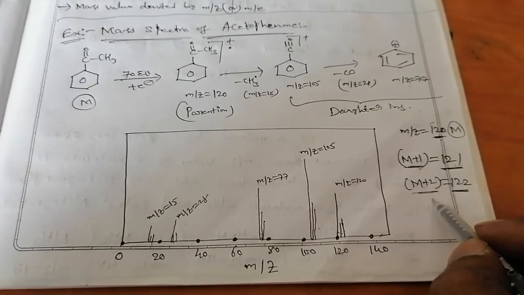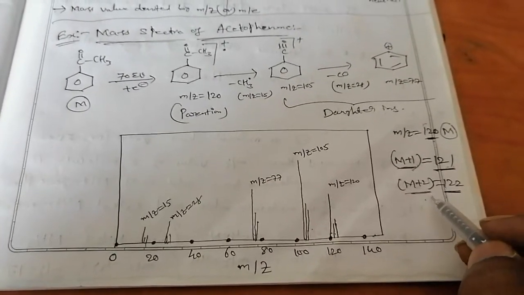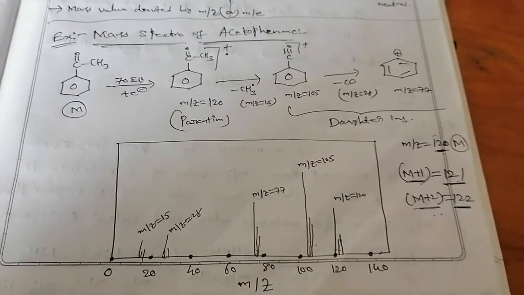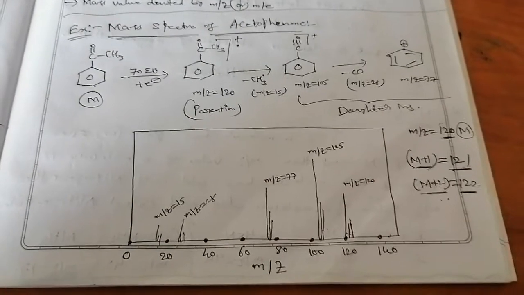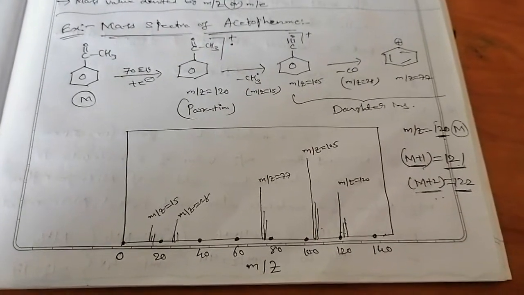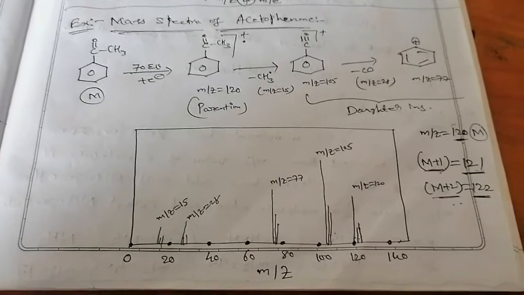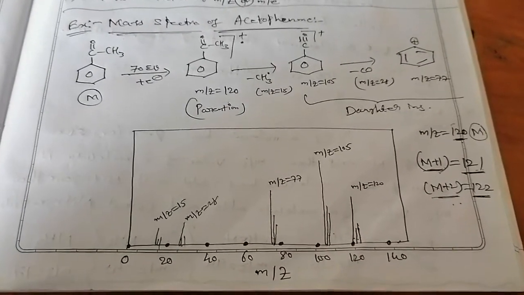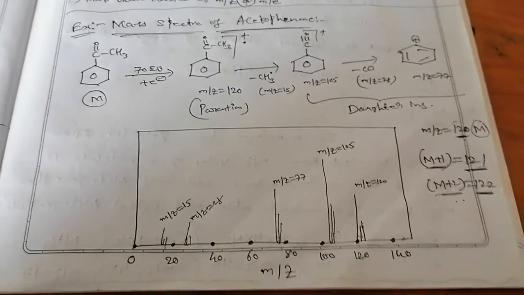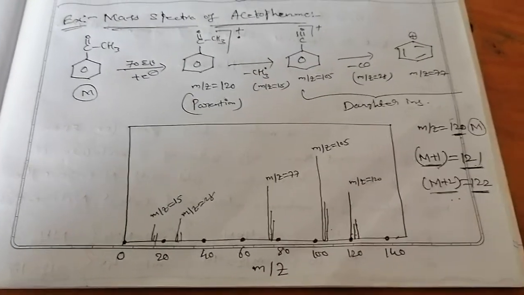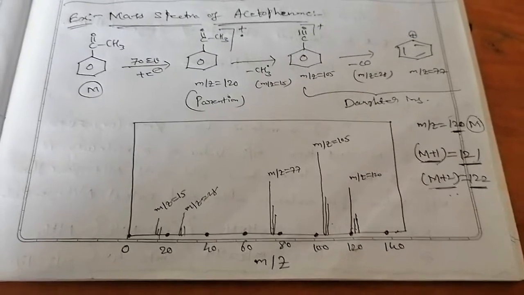Simply remember that M plus 1 and M plus 2 peaks come under isotopic peaks. In a given molecule, there is a possibility of an M plus 1 isotopic peak related to the carbon atom. Similarly, if the compound has chlorine, bromine or sulfur, these have isotopes with a higher mass number than the normal one. The increase is 2.